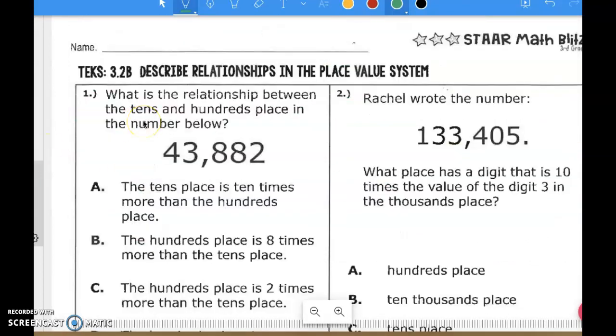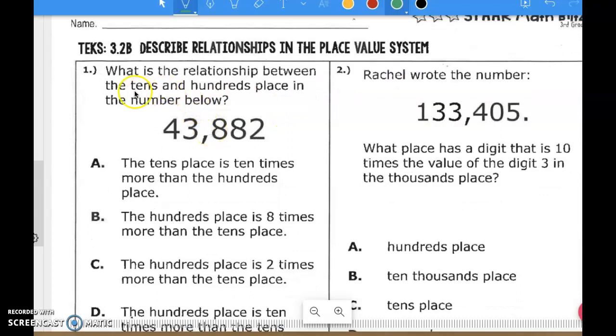Next one. What is the relationship between the tens and the hundreds place in the number below? I don't know. The tens are here and the hundreds are here. Oh, well, it's the same digit. The tens place is 10 times more than the hundreds. 800 versus 80. And I believe this is true. Okay? The tens place, oh, wait.